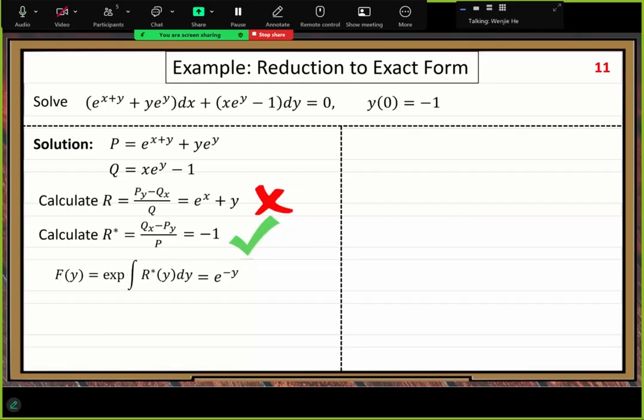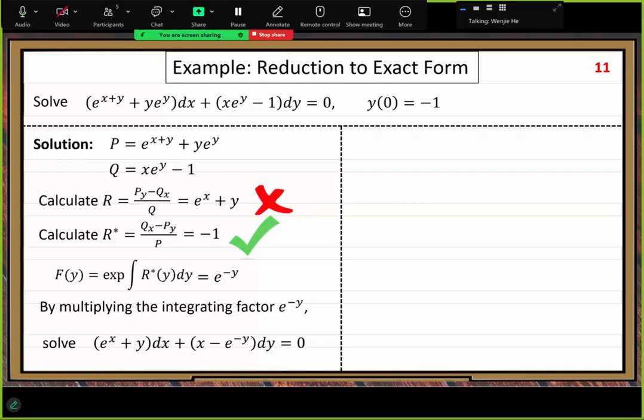We do not need all such functions, right? We just need one of the bunch of functions, only one. Okay, we just choose the simplest. Here we choose e to the -y, as simple as possible. Then we multiply this integrating factor on both sides to make it exact.